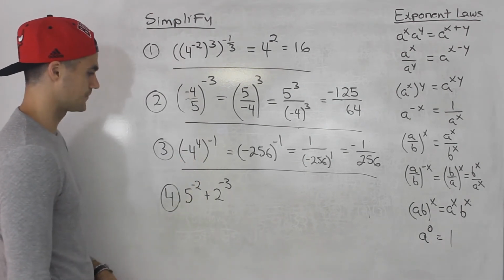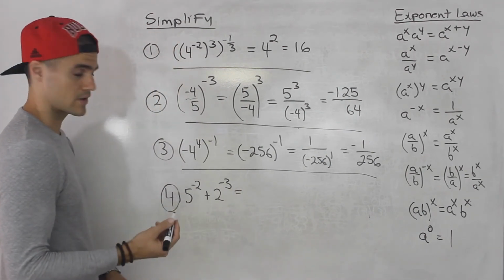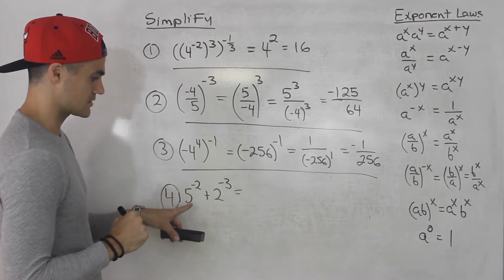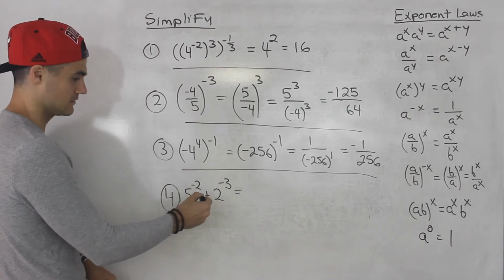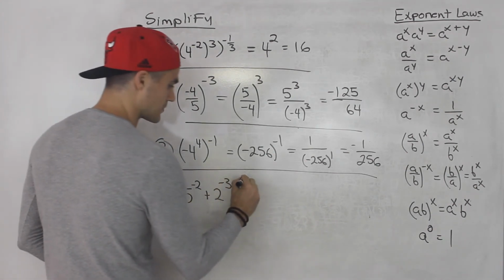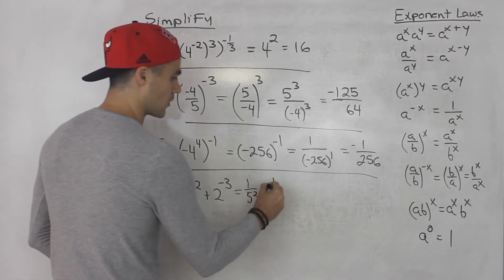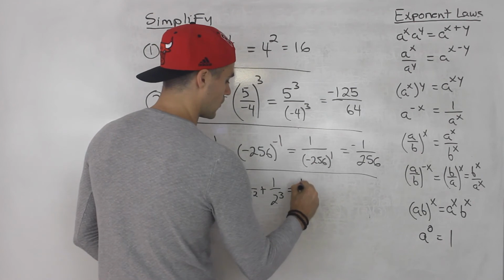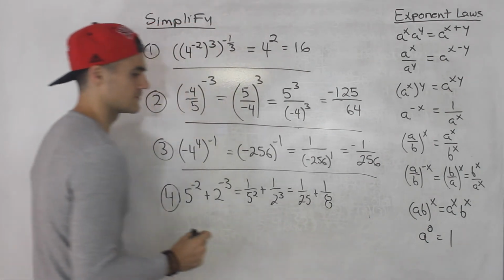And then over here, we have 5 to the negative 2 plus 2 to the negative 3. What we want to do is first change both of these expressions. We can't do anything about the adding. We have to change these to fractions, and then we can add the fractions. So 5 to the negative 2 ends up being 1 over 5 to the 2, plus 2 to the negative 3 is 1 over 2 to the power of 3. We just use this law again. So this ends up being 1 over 25 plus 1 over 8.